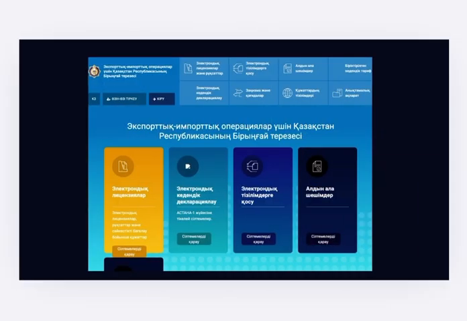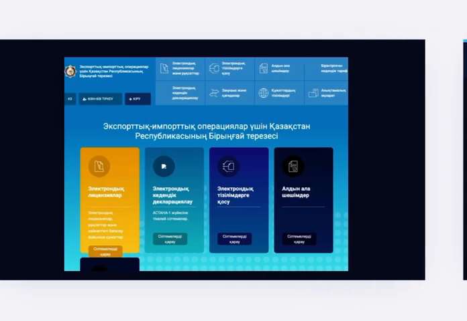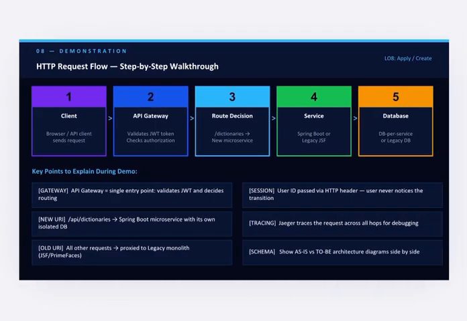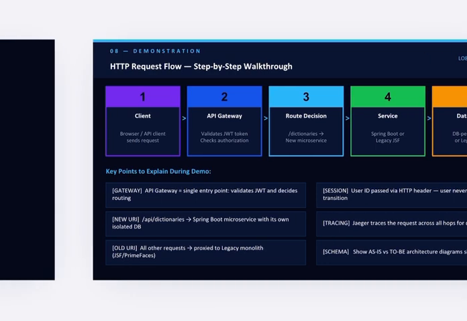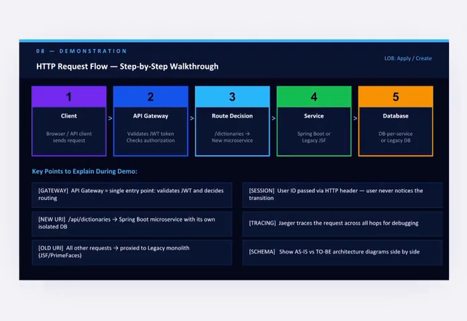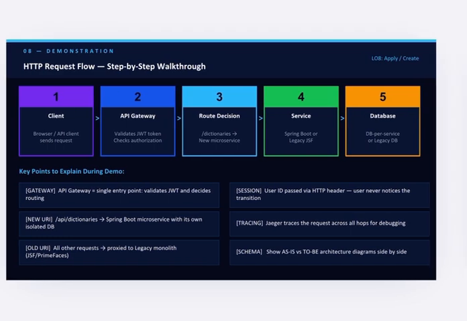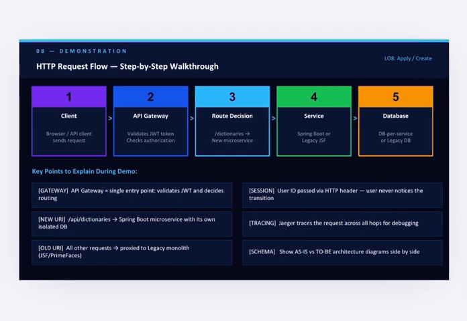So here's the architecture diagram from the project, and let me demonstrate the request flow for the system. Our client sends a request and the API gateway validates the JWT token. Our routing decision is made based on the request path. So the request is forwarded to a microservice or the monolith. The process is fully transparent to the user.